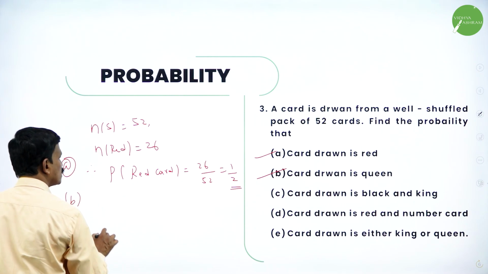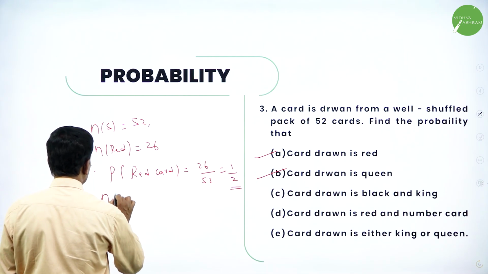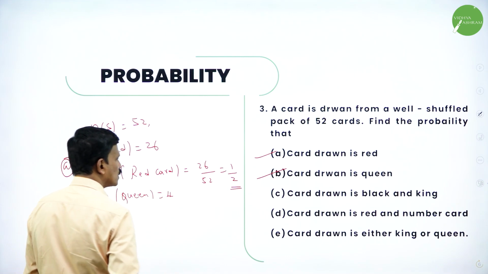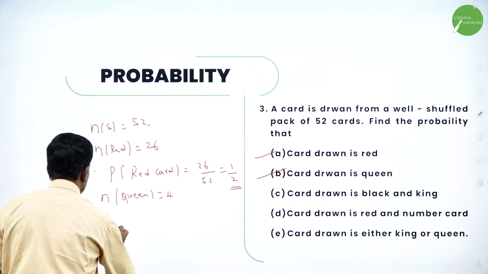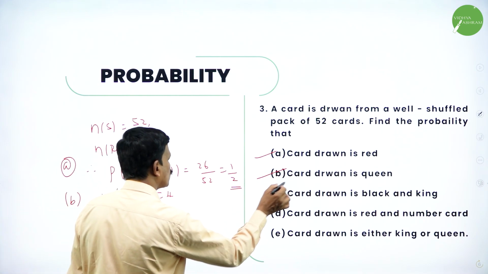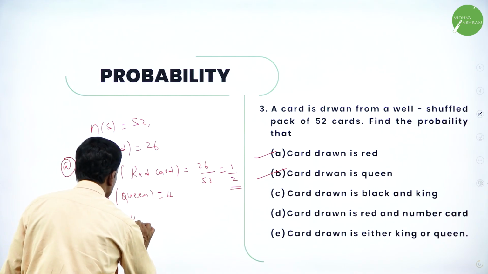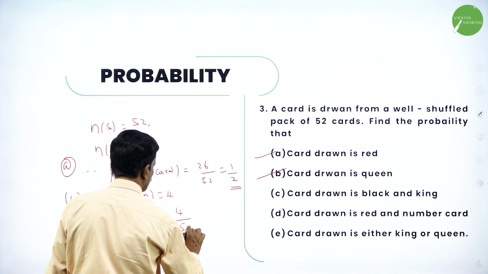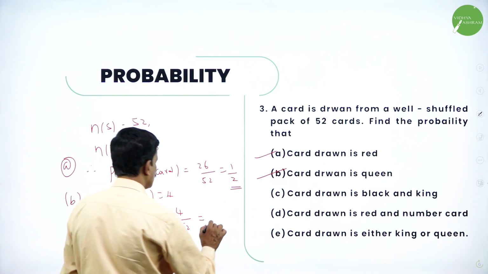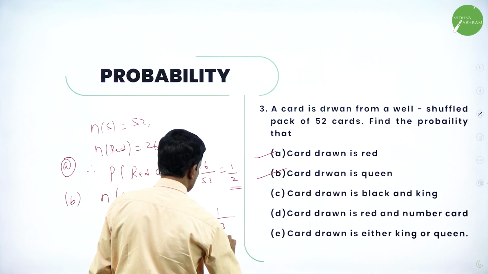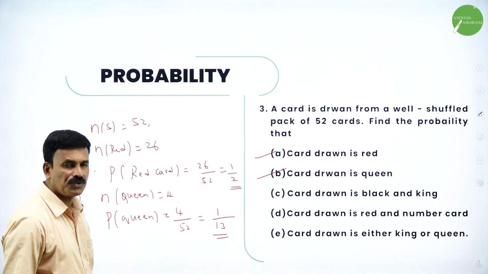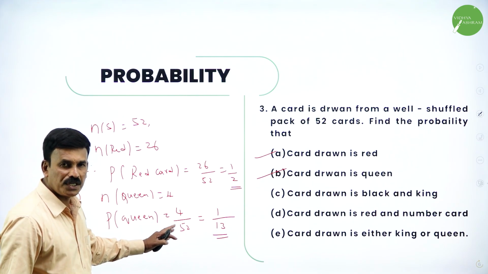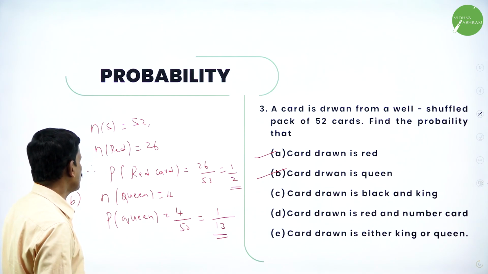Now the second one, the card drawn is a queen. So how many queens are there? The number of queen cards is equal to 4, right? So the probability of getting a queen is 4 divided by 52, that's nothing but 1 over 13. So the probability of getting a queen card is 1 by 13.